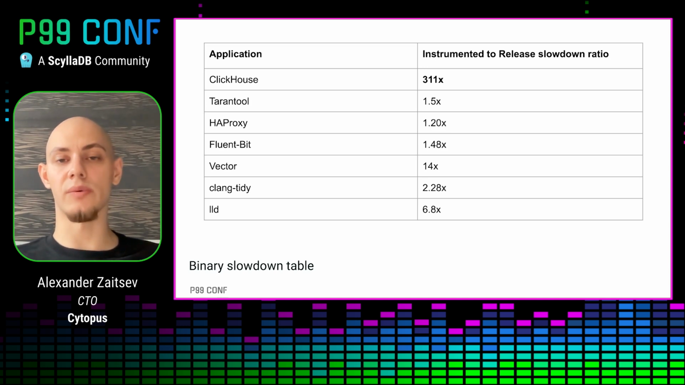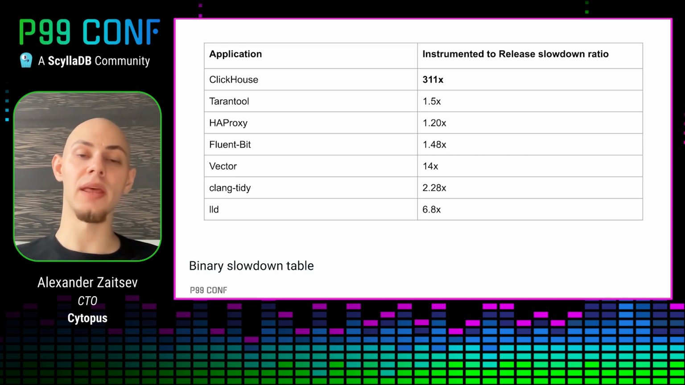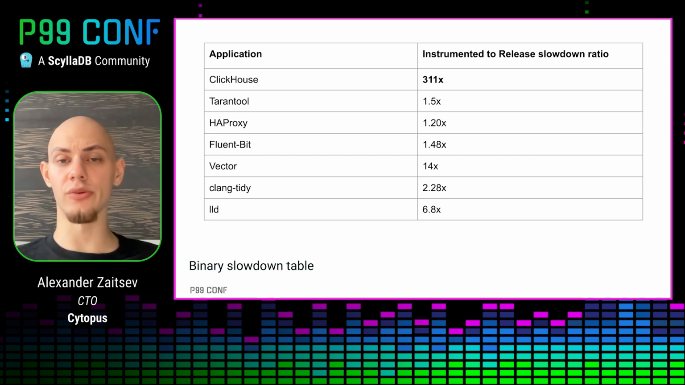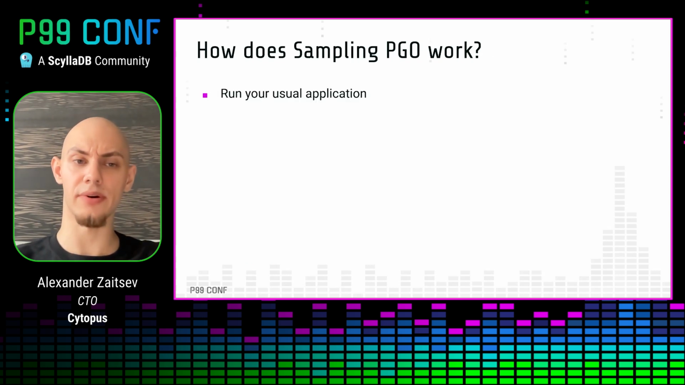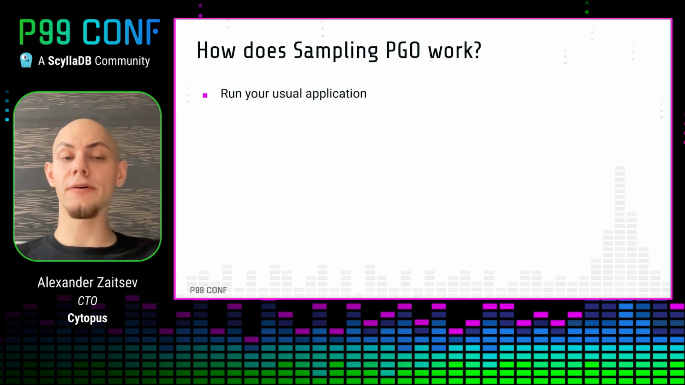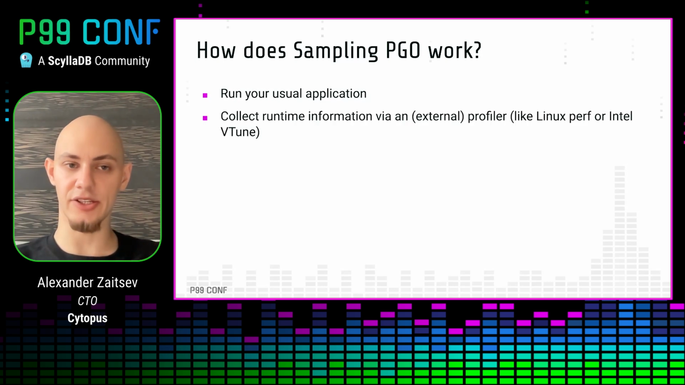So if you want to know the real slowdown for your use case, please perform PGO training and measure the actual slowdown. Google, the largest PGO user in the world nowadays, as far as I know, met these problems many years ago, and they tried to mitigate it by implementing another way to do PGO that is called sampling PGO. How does sampling PGO work? At first you need to run your usual application without any instrumentation, so we don't introduce overhead into your application.